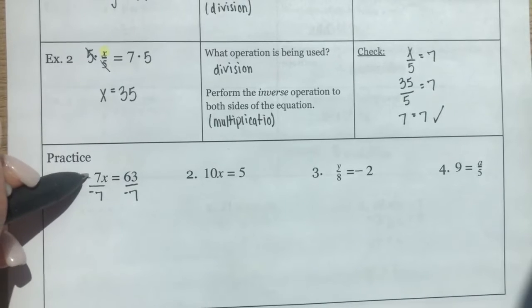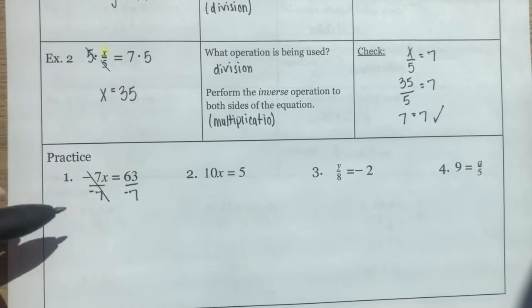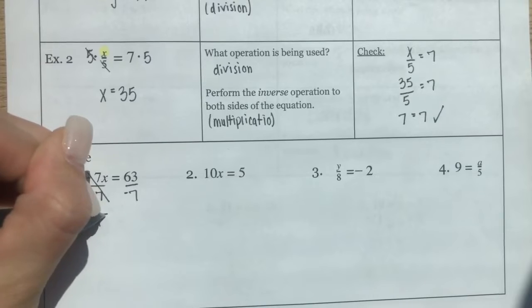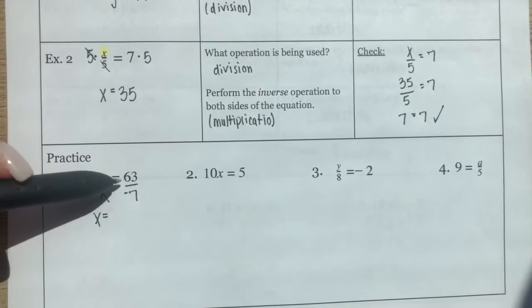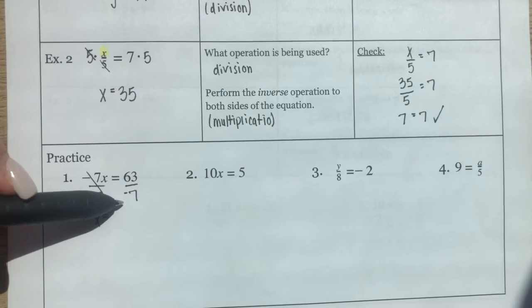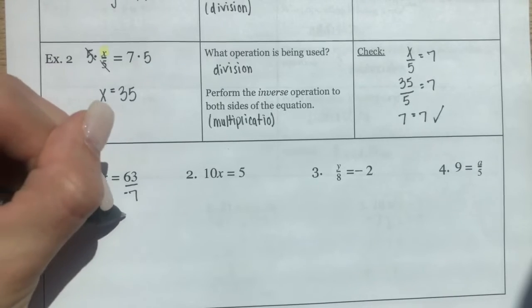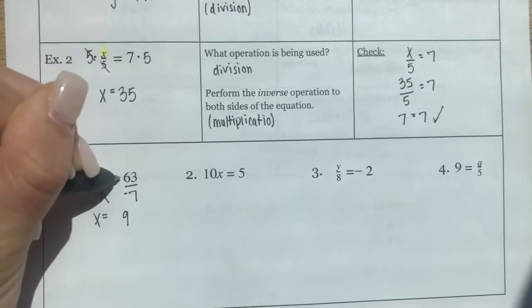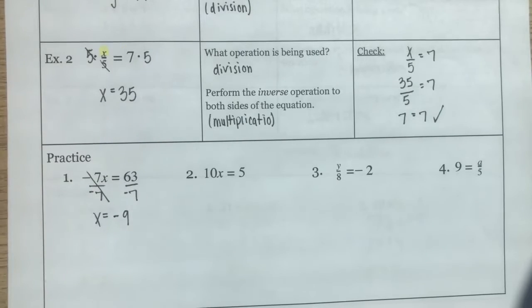So dividing by negative 7 undoes multiplying by negative 7. So on the left side, I'll just be left with an x. And then 63 divided by negative 7. Well, 63 divided by 7 is 9. And then because it's a positive divided by a negative, my answer is negative.